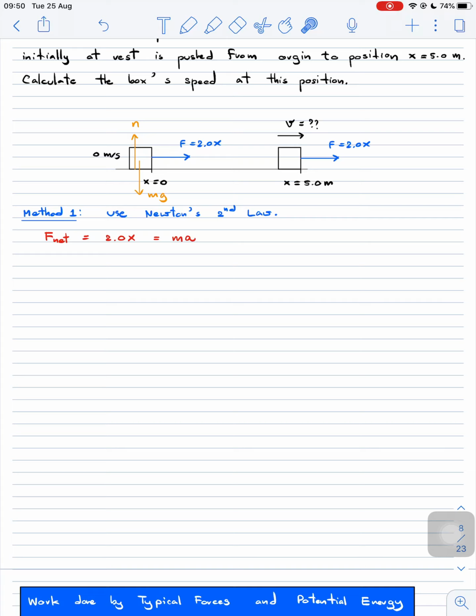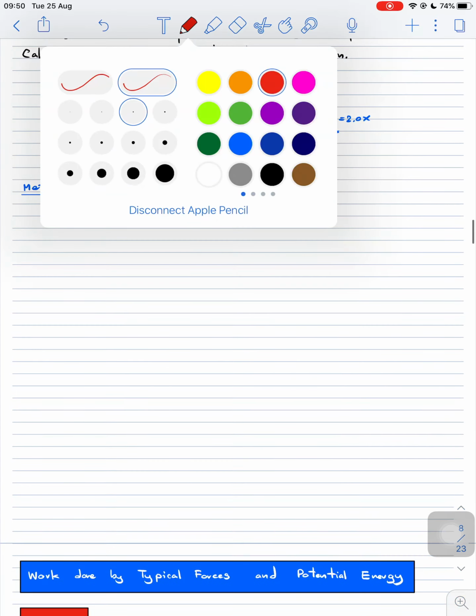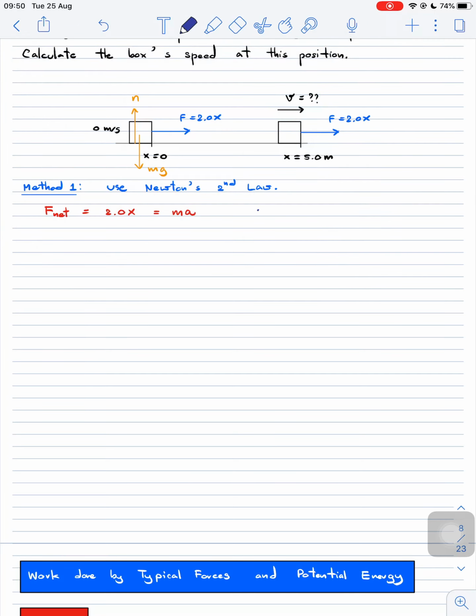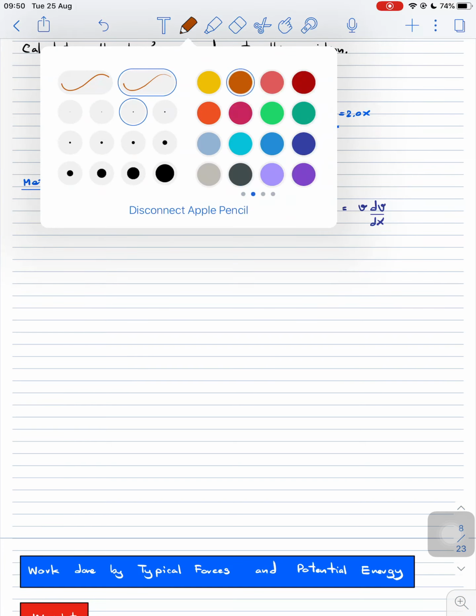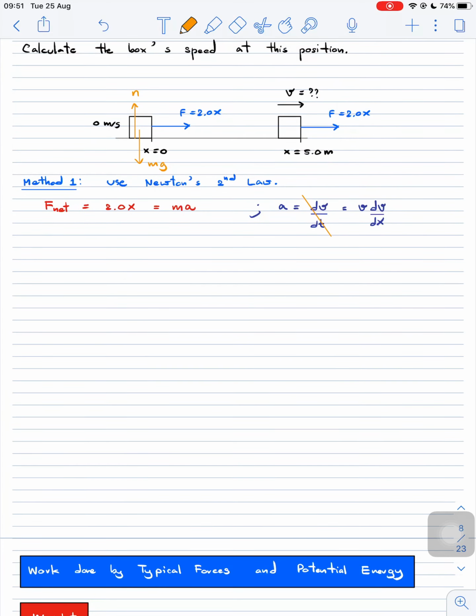Then we need an equation that relates the acceleration to v. What do we have here? We have a equal to dv by dt, and then we have a equal to v dv by dx. Now on the left hand side of the equation, you can see that we have x, the position, as the variable. We don't have time, so we cannot use this one. Let's take this one out. We need to use this.